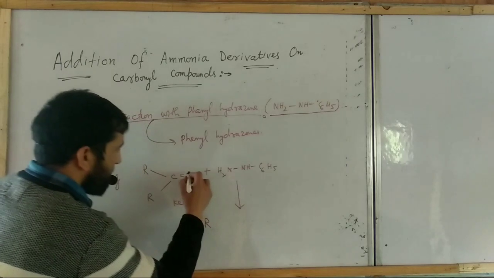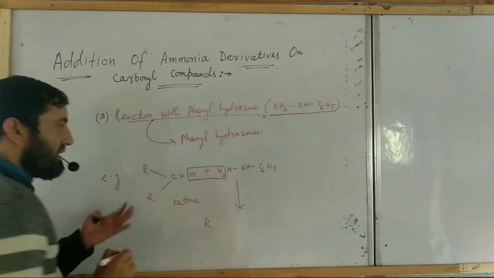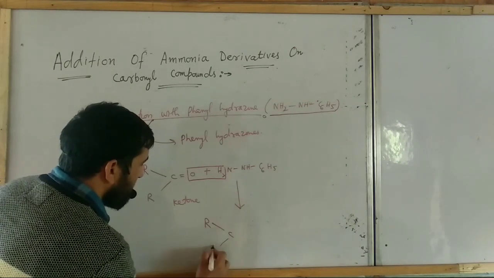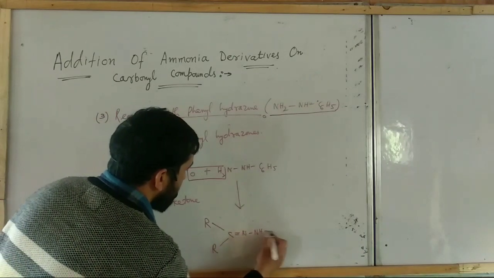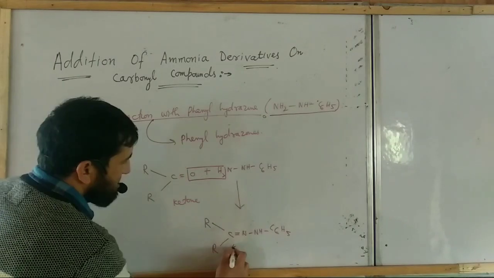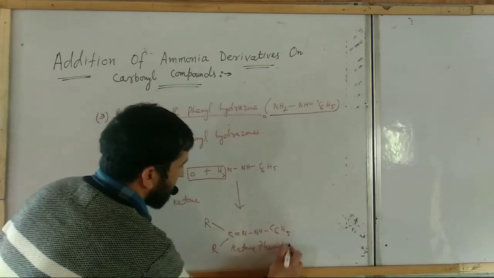और so यहाँ पे भी elimination of water molecule होगा and there is formation of phenylhydrazone like this. R C double bond N single bond NHC6H5. So this is our ketone phenylhydrazone.